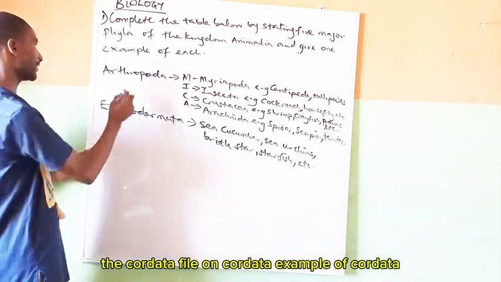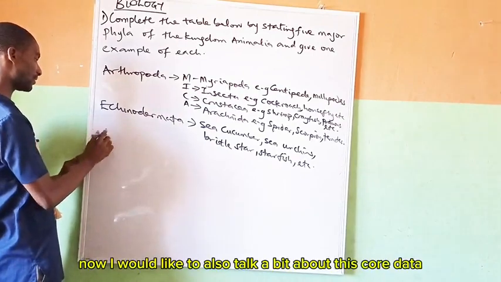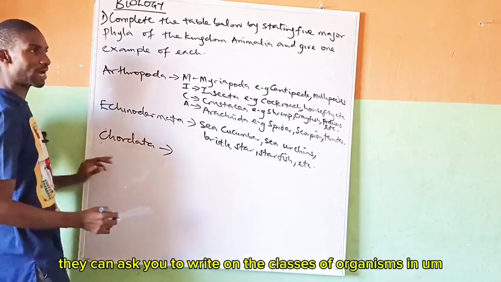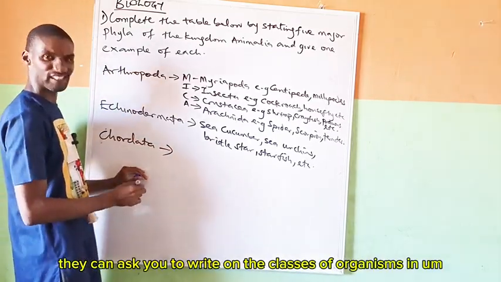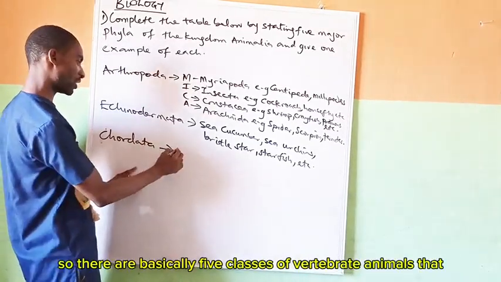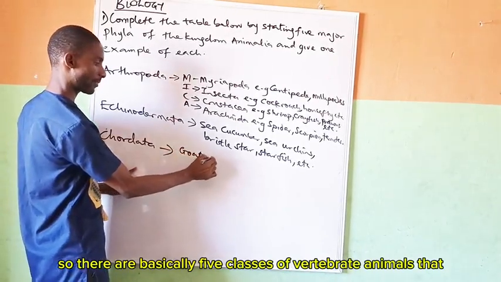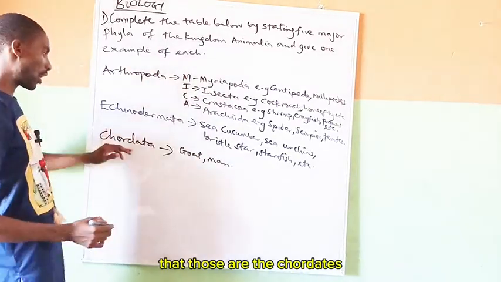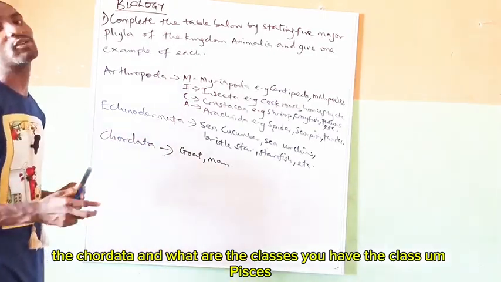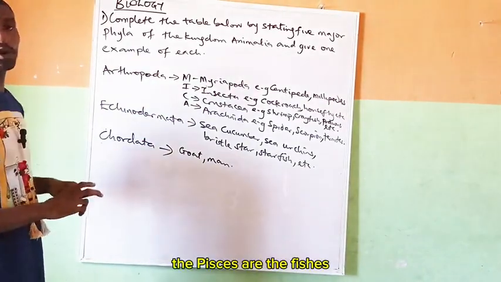Echinodermata, right? And the final is the phylum Chordata. That is where you have the vertebrates. So these chordates are the vertebrates, the phylum Chordata. Example of chordata: goat, man. Now I would like to also talk a bit about this chordata. In this chordata, they can ask you to write on the classes of organisms in the phylum Chordata.